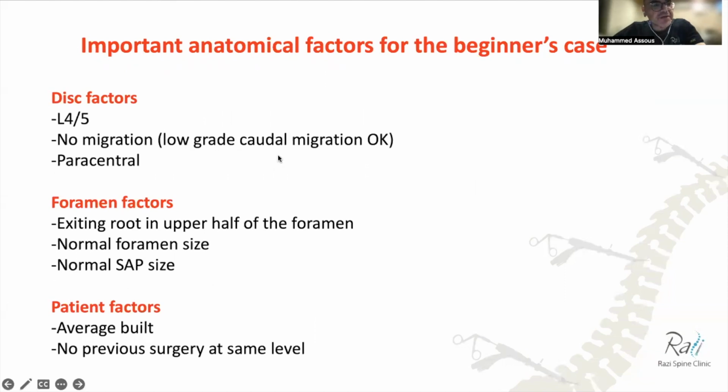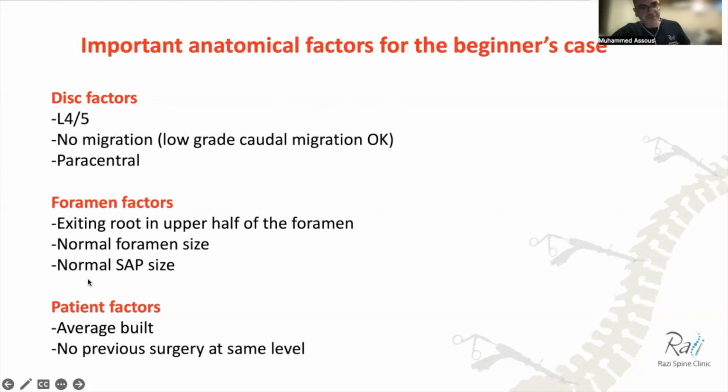Non-migrating or low-grade migration is acceptable. Posterolateral paracentral disc is okay. That's ideal for you. The foraminal factors: the exiting root should stay in the upper half of the foramen, and I'll show you what I mean by that. Normal foramen size, but please remember, normal SAP size.